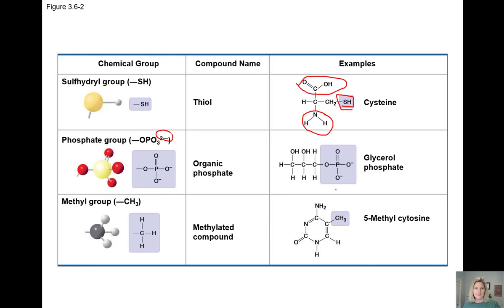So it's going to be a little bit more electronegative. So glycerol phosphate has kind of a negative end to it.